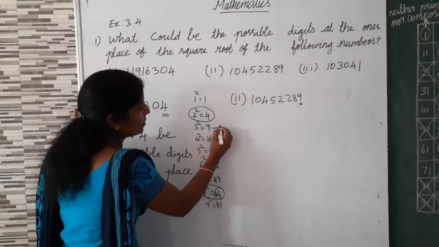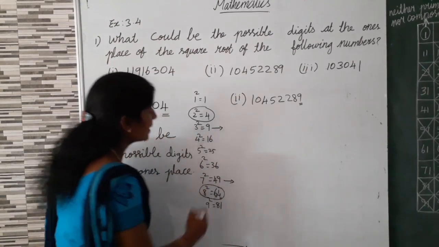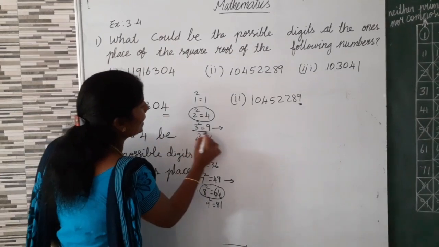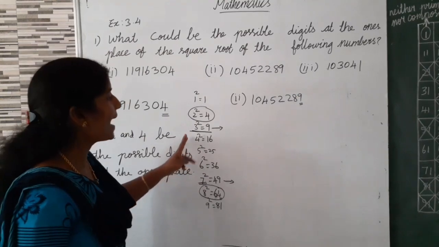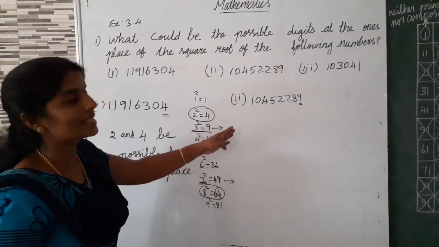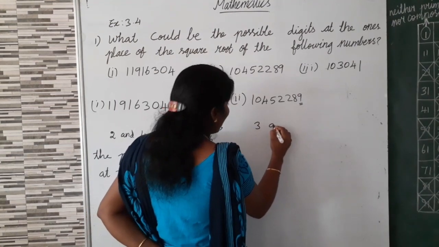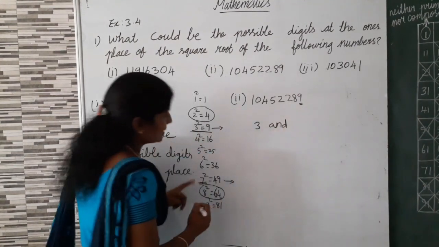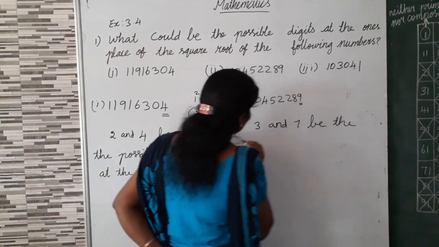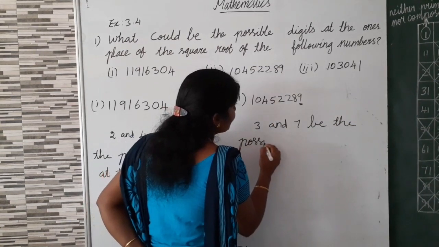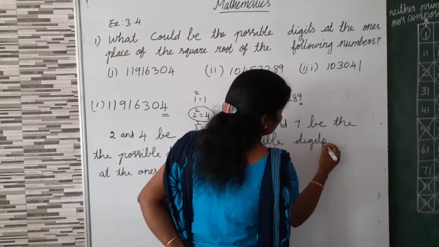Isn't it? 3 square, then also 7 square. So 3 square and 7 square. 3 and 7 be the possible digits at the ones place.